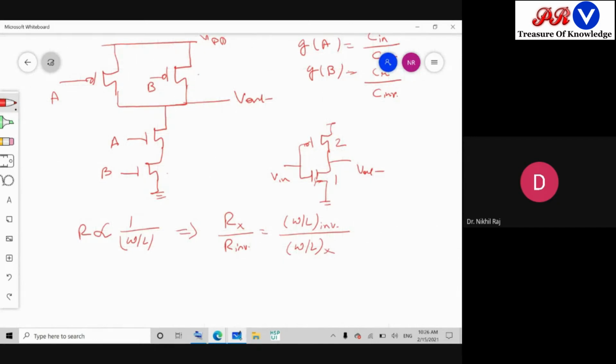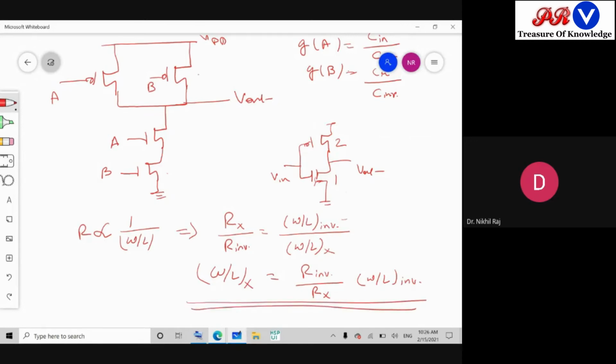So W by L of inverter will give me the information of CINV. So what I will write here: W by L of X will be equal to R inverter by R of X into W by L of inverter. Okay? So this relation we will always use to compute what should be the dimension. It will give me an easier analysis.